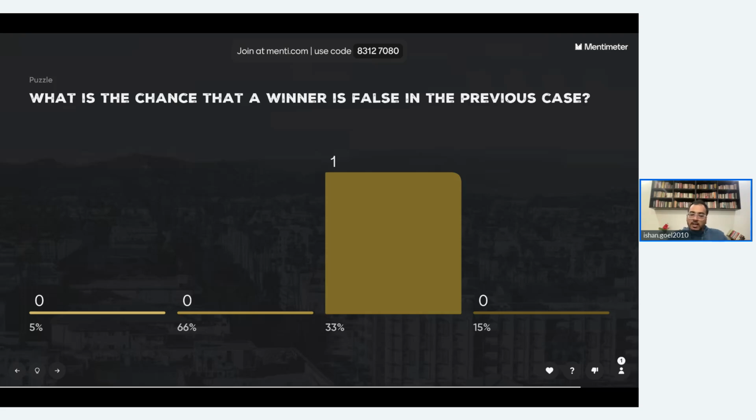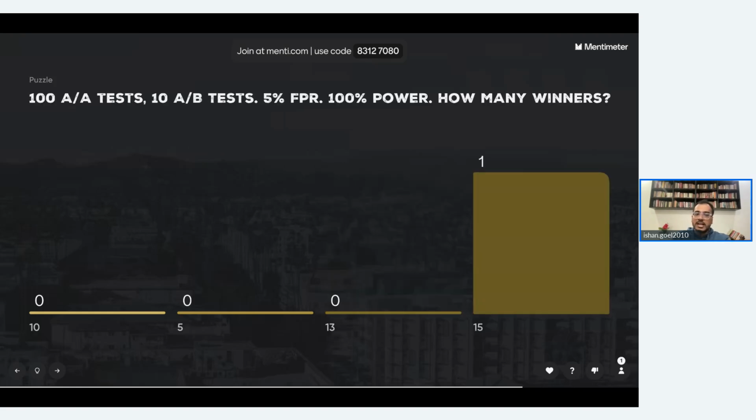Why I wanted to tell you this, and you've gotten this right, Vincenzo, is that what I wanted to highlight here is that you should always keep your false positive rate low. The false positive rate determines that if there is no impact, what is the chance you'll get a winner, whereas the quantity that most experimenters are concerned with is: if I get a winner in the test, what is the chance that it is a false winner? And this number, depending on your proportion of AB and AA tests, can be widely different.